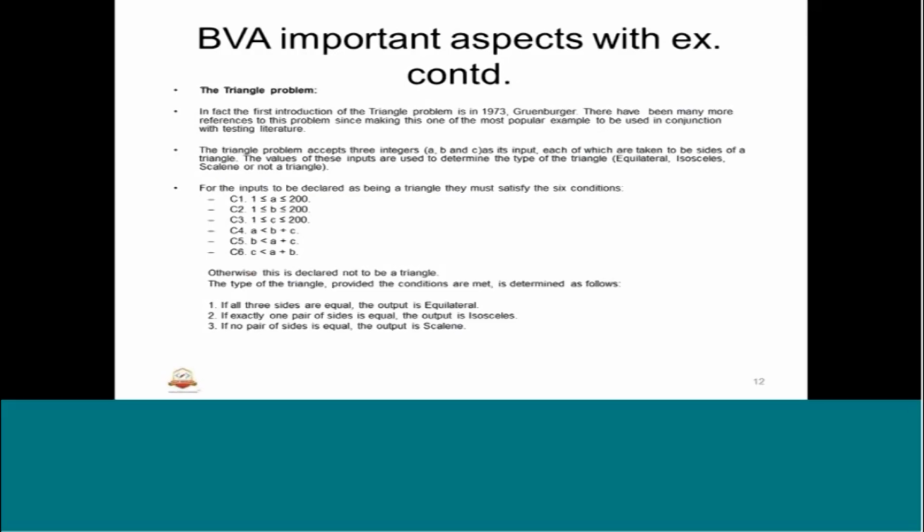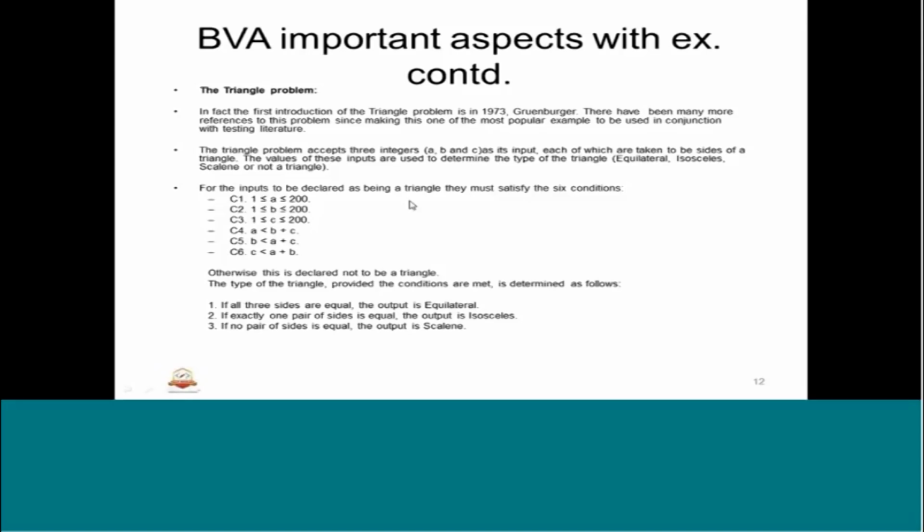One more is a bit tricky. It's called the triangle problem. I'll just go through it simplistically so that this also can be considered. In fact, the triangle problem was first introduced in 73 by Goodenough. There have been many more references to this problem since, making this one of the most popular examples to be used in conjunction with testing literature.